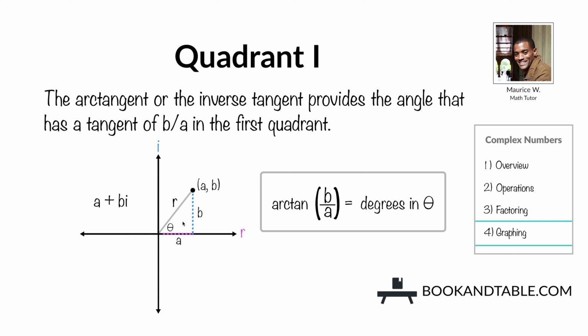And I say the first quadrant because as we move to the other quadrants, these rules will slightly change. Okay, but in quadrant 1, the theta angle is shortest from the real axis to the vector of our modulus. So the arctan of b over a will always give us theta in degrees in quadrant 1. And remember, arctan is equivalent to the inverse tangent. This is what the button on your calculator probably looks like. So throughout this video, we'll be using inverse tangent as opposed to arctan, but just know they are equivalent.